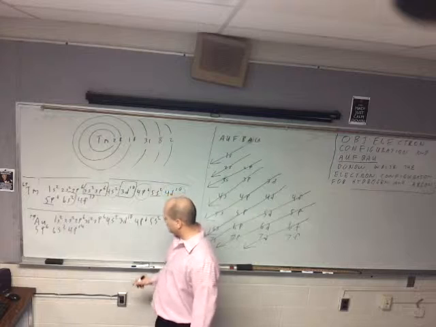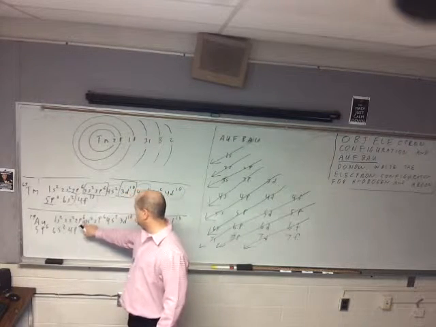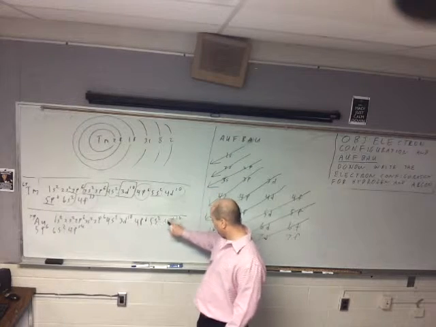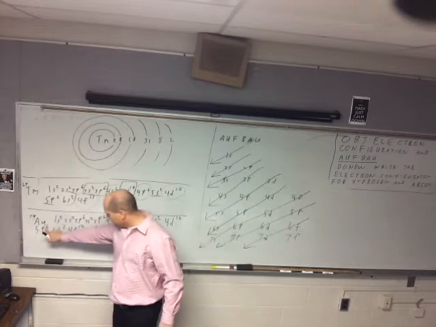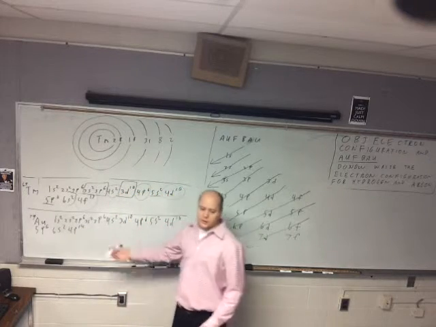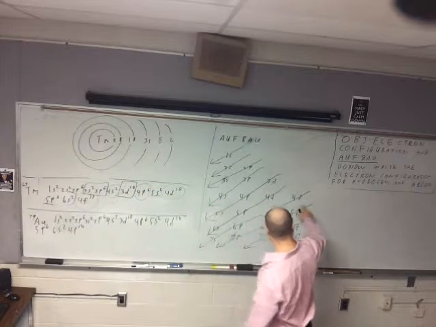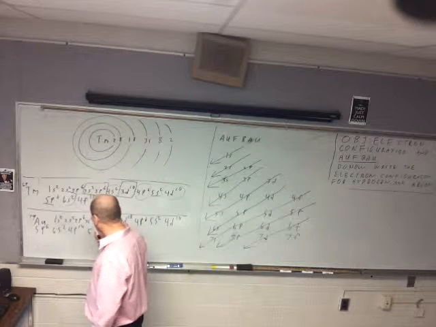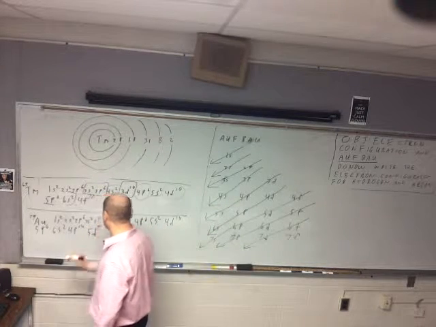So we're trying to get to 79. So far we've got 2, 4, 10, 12, 18, 20, 30, 36, 38, 48, 54, 56, 70. So we need 79, so we need 9 more. 5d9. There we go.